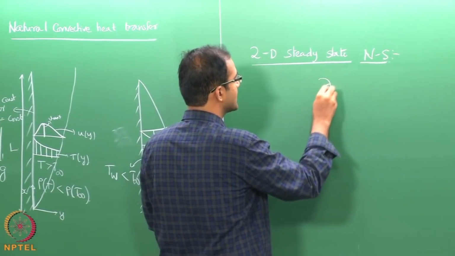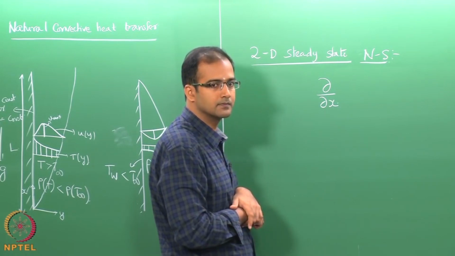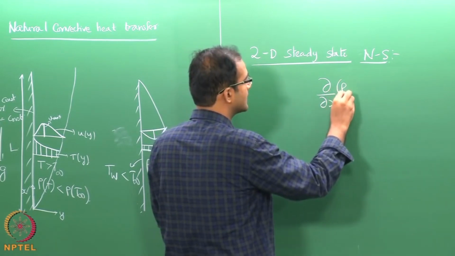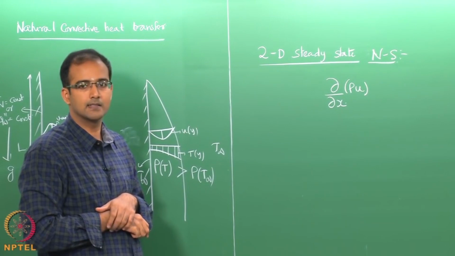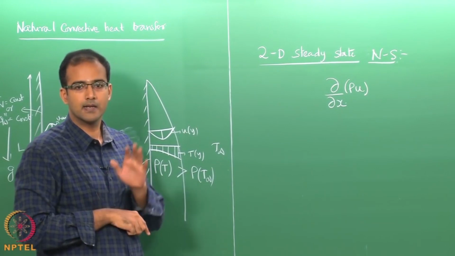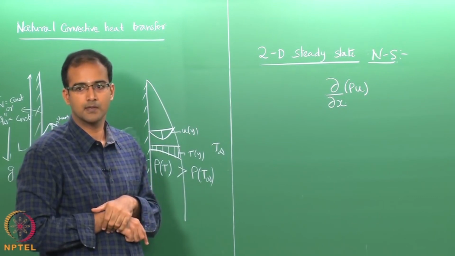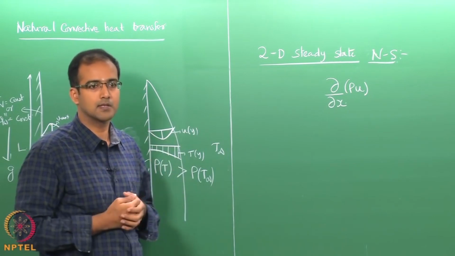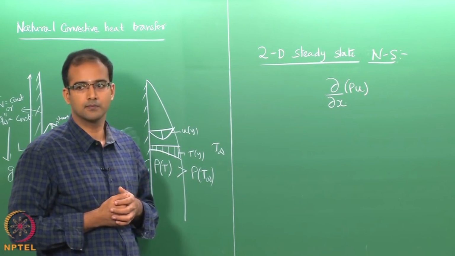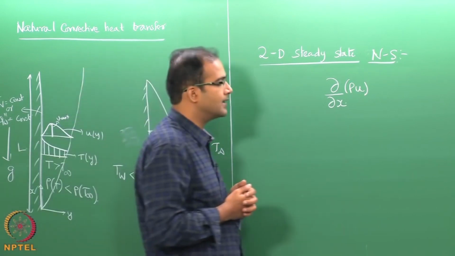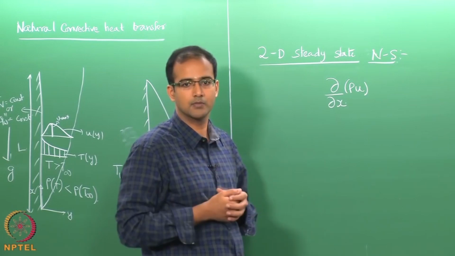What will be the continuity equation in this case? d by dx of rho u. So, unlike the external forced convection, we cannot claim that density is a constant. This is an incompressible fluid, but density is now a function of temperature, and since temperature is a function of position, density becomes a function of space, and therefore, we cannot take rho outside the derivative. Okay. So, locally it will look like it is a compressible fluid, because the density keeps varying with position.